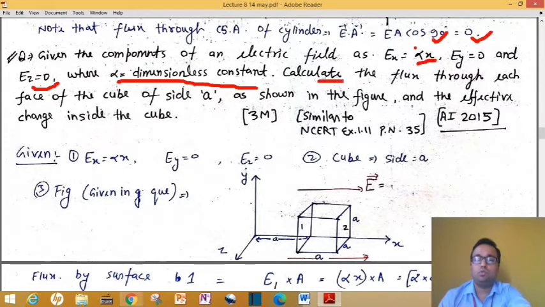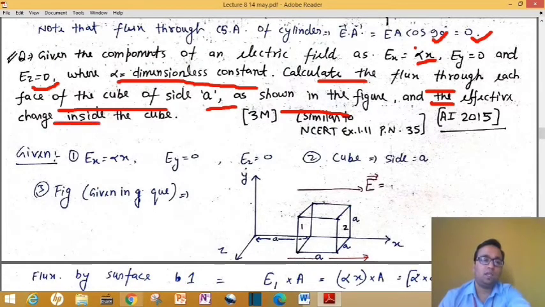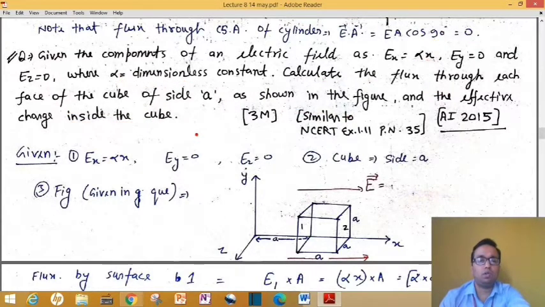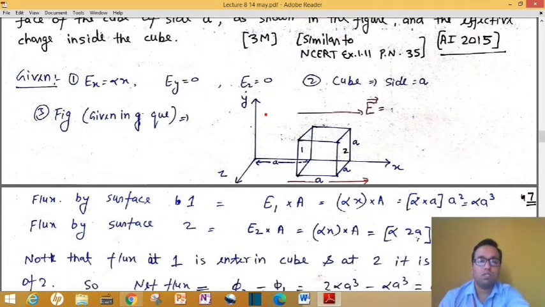Okay, so you have to calculate the flux through each face of the cube of side A as shown in the figure. So the figure was also given in the problem, and the effective charge inside the cube. For this portion I will tell you later, or you can do it here also. So see how we will calculate flux. So this is the question. First try to understand the problem.